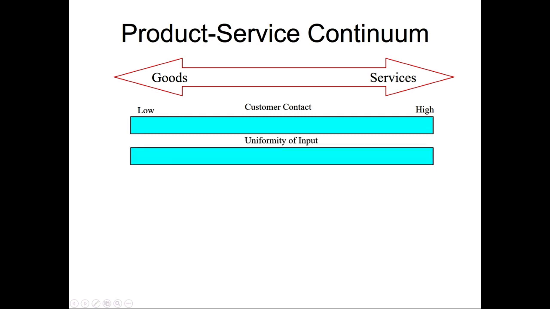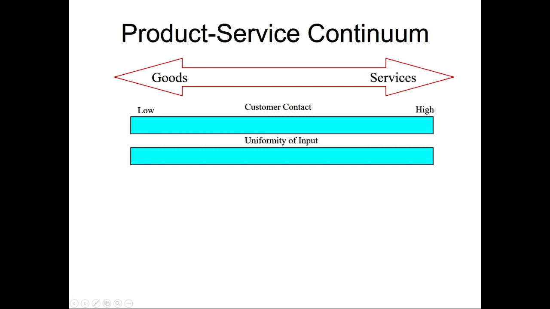Uniformity of input means the things that you use in order to produce your goods or service, how much are they the same? So let's think about when we make a box of granola, if we're the General Mills company. Pretty much all of our oats look the same, all of our raisins look the same, all of our sugar looks the same, all of our cinnamon looks the same. So we're probably around in here. While we've got several inputs and boxes and glue and labels and all these things that go into it, it all comes in pretty much looking the same, which makes us very close to being a goods-oriented company.